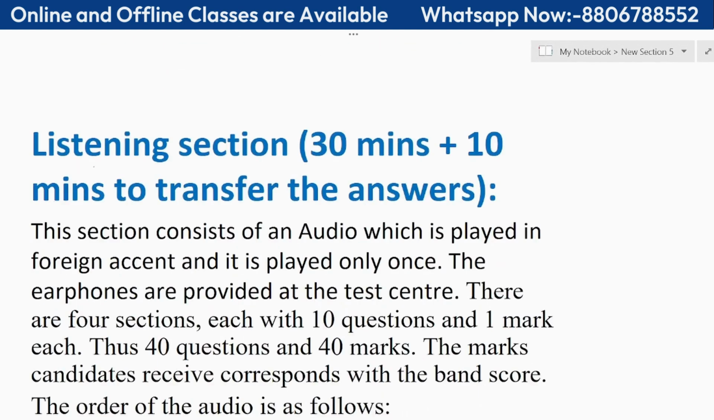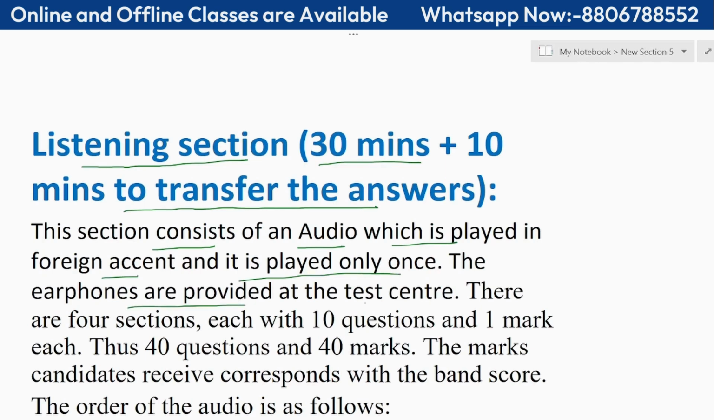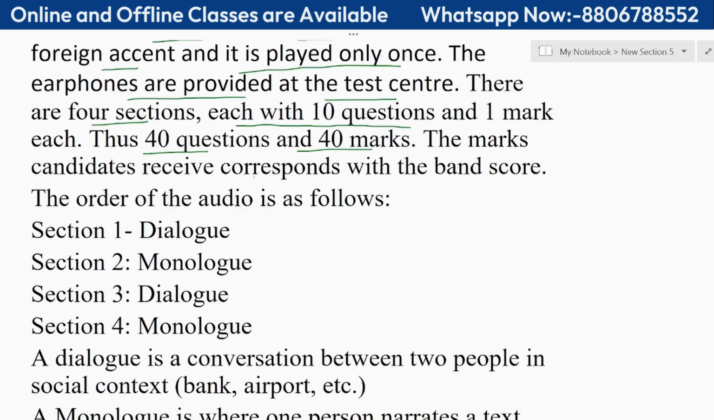Now let us look into the listening section. The listening section consists of 30 minutes, plus 10 minutes will be given to transfer the answers. This section consists of an audio which is played in a foreign accent and it is played only once. The earphones are provided at the test center. There are 4 sections in listening, each with 10 questions and 1 mark each. Thus, 40 questions and 40 marks. The marks that the candidates receive correspond with the band score. The order of the audio is as follows.